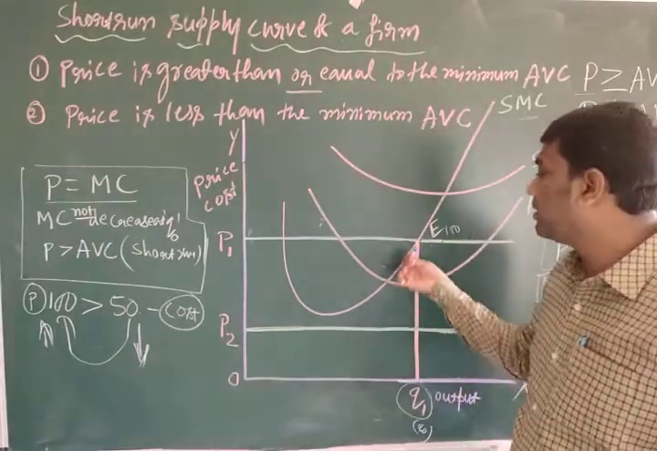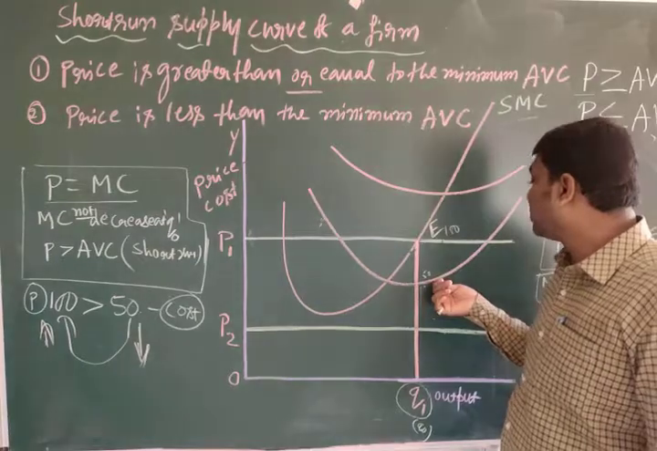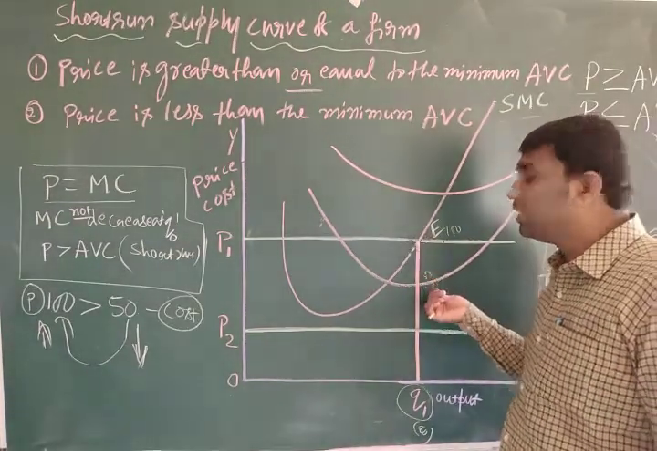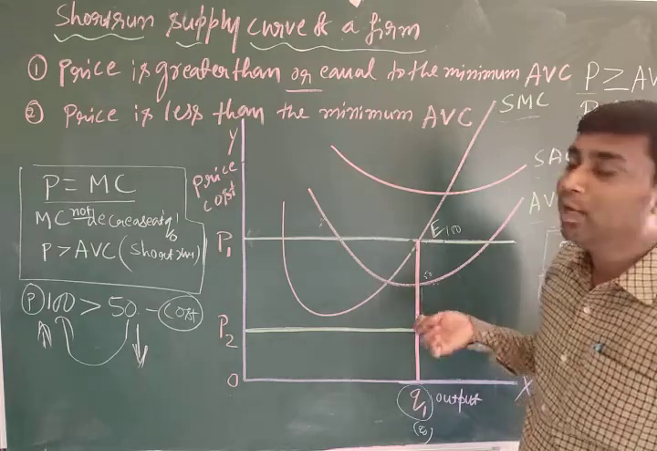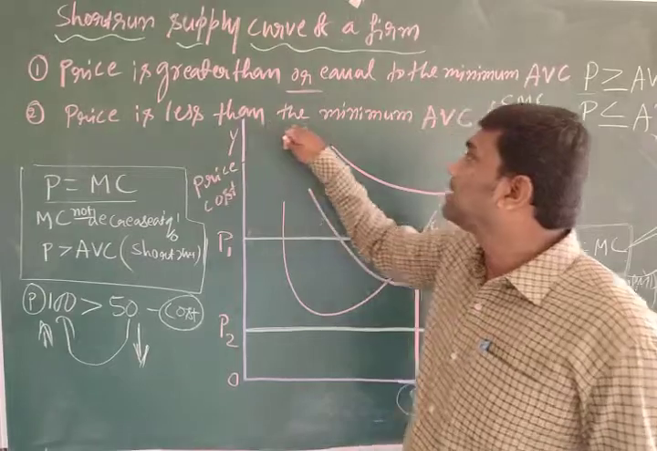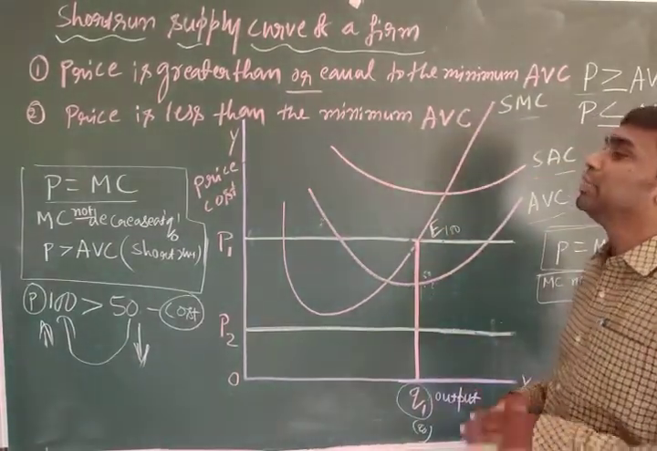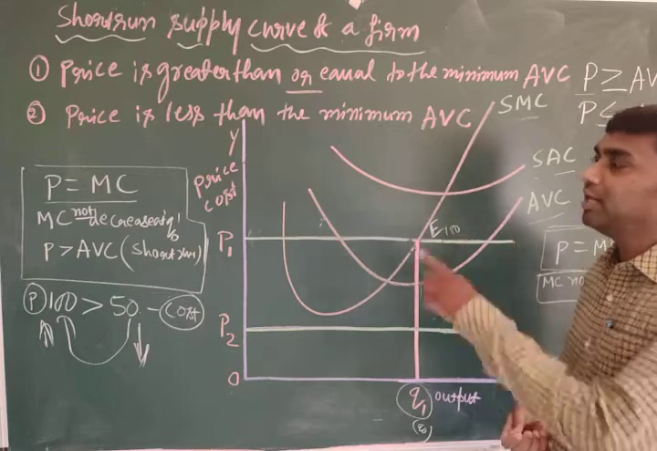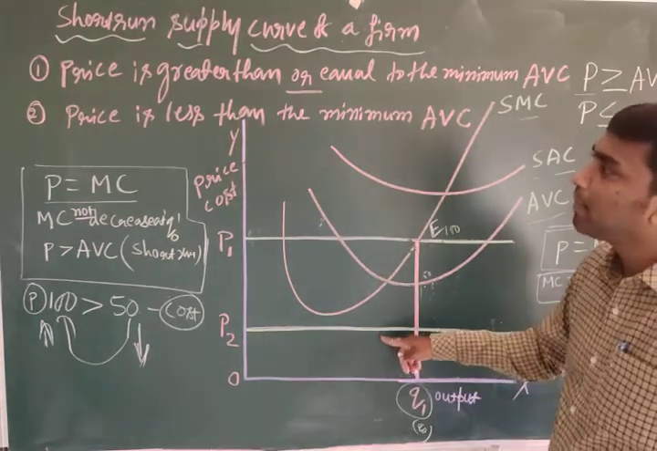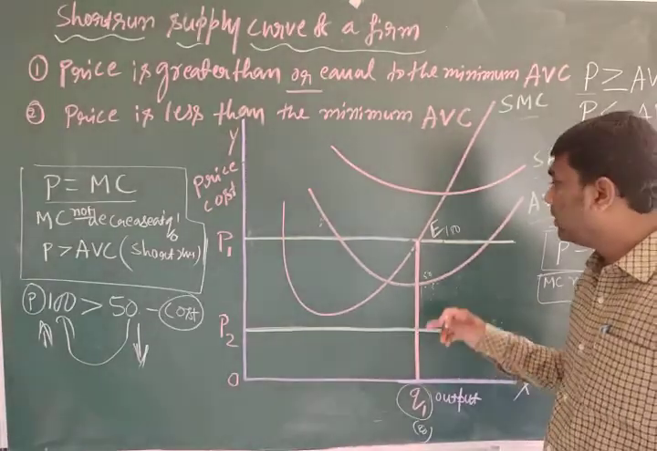You have to understand, because at this point only three conditions are fulfilled, because the average variable cost is less than the price. Price is more than the average variable cost. Are you clear? Okay, just come to the second condition. What is that? Price is less than the minimum AVC. If the price is less than the minimum AVC, what will happen? First condition: price should be equal to MC. Is there? No, nothing. The MC curve is here.